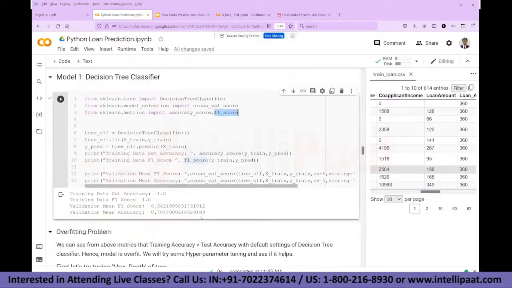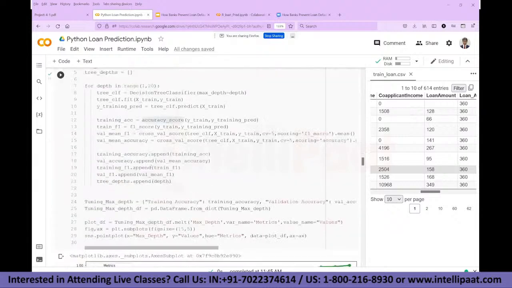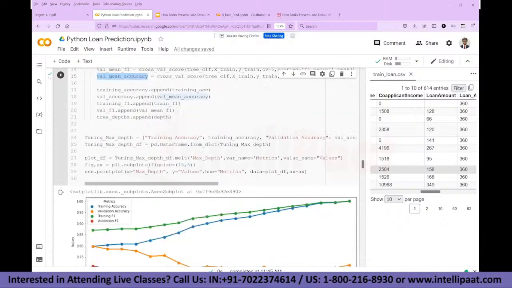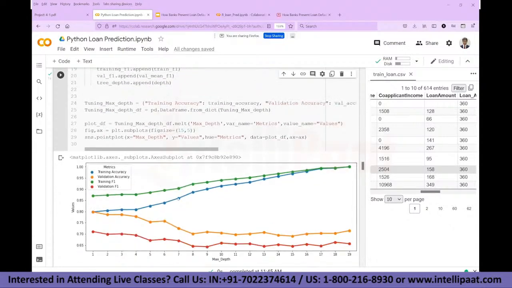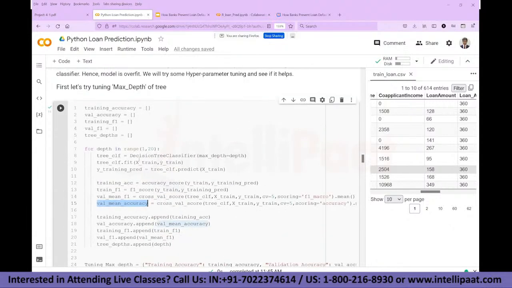So these are evaluation metrics. Scikit-learn metrics is an evaluation metrics based API. I basically calculate the F1 score, cross-validation score, and cross-validation mean accuracy, and then try to predict these values and tune it, right? This is how the graph looks for all of these 20 observations, or 20 depths, that I tried my model on.